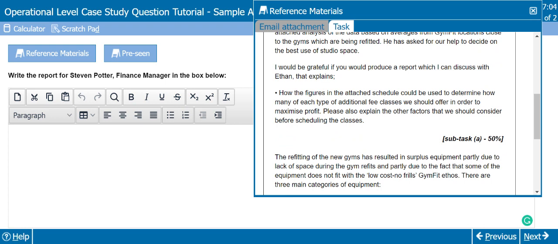How the figures in the attachment schedule could be used to determine how many of each type of additional free classes we should offer in order to maximize the profit. Now look at, there are two parts of the exam requirement, right? Then it says, please also explain the other factors, right? So this is very critical. So that means there are two parts of this single exam requirement. So sometimes students are only answering the first part, they are just forgetting the second part.